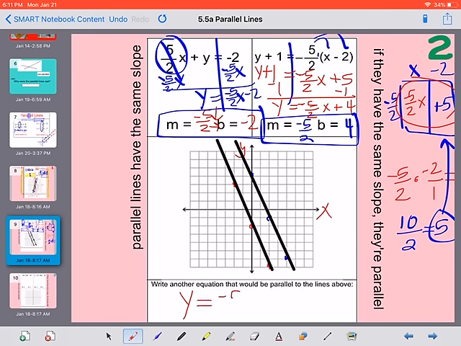Well, it has to have a slope of negative 5 over 2. And you can add or subtract any number that you want. As long as it has the same slope, we're good. So I'm just going to say minus 7, because that line would be right here, and it would be parallel.